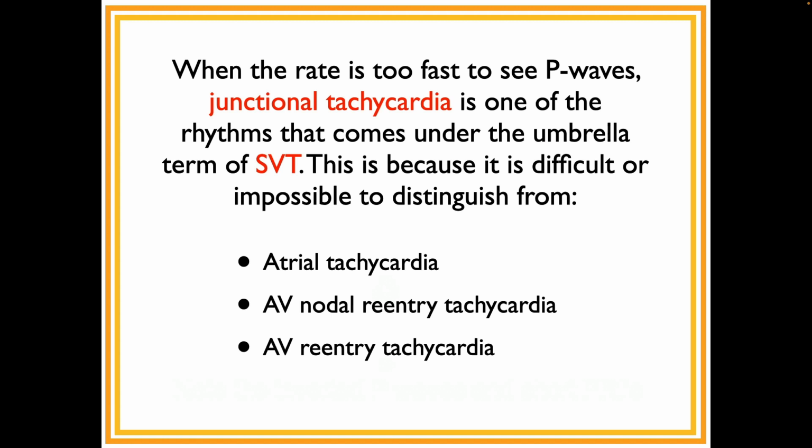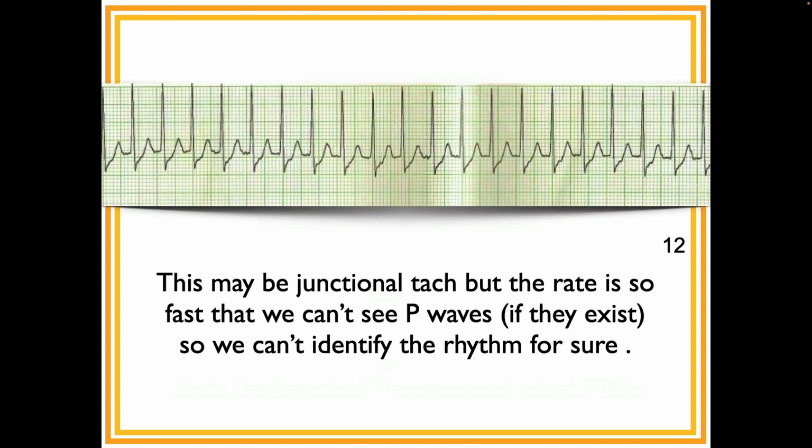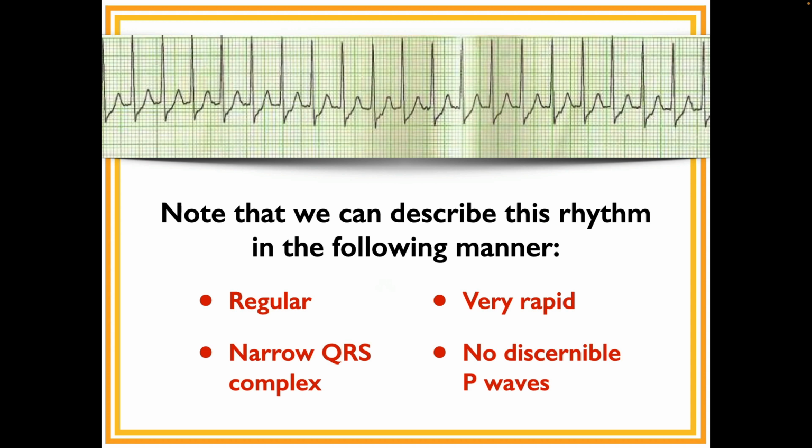So there are 4 rhythms under our umbrella term of SVT, and junctional tach, when it's fast enough, is one of them. So for example, this rhythm here could be junctional tach, but it could also be atrial tach, as far as we know. Now notice the way we describe these rhythms is they're regular, the QRS is narrow, they're very rapid, and there are no discernible P waves.